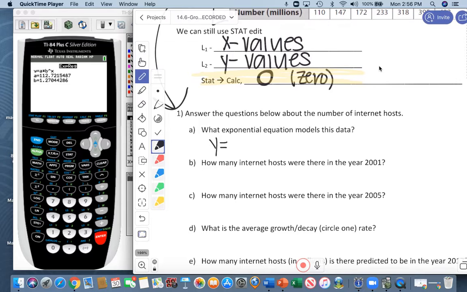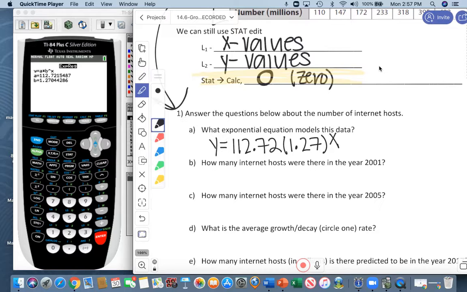Y equals, instead of A, I got 112.72 times my B, which is 1.27 to the X power. Now we could also write it where we break up this part to where it's 1 plus or 1 minus, which I'm going to go ahead and do just so we can see what's going on.